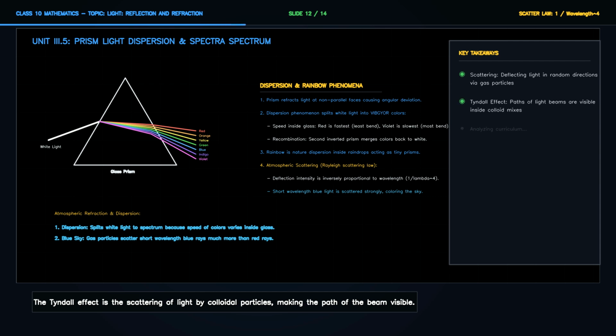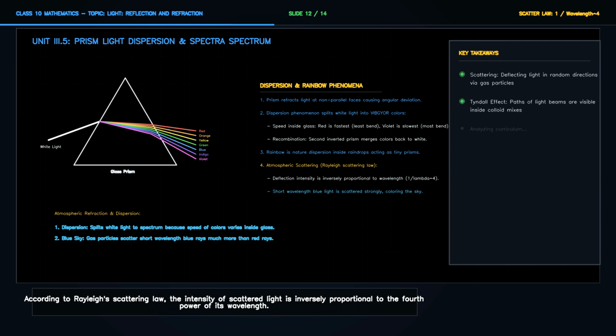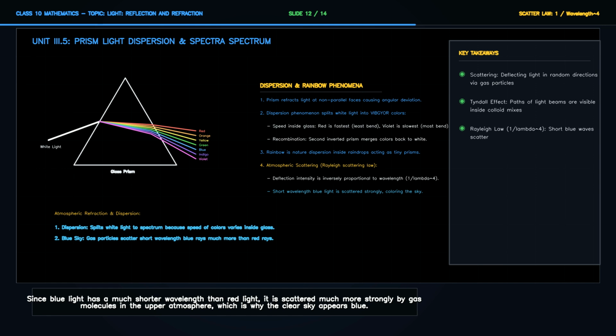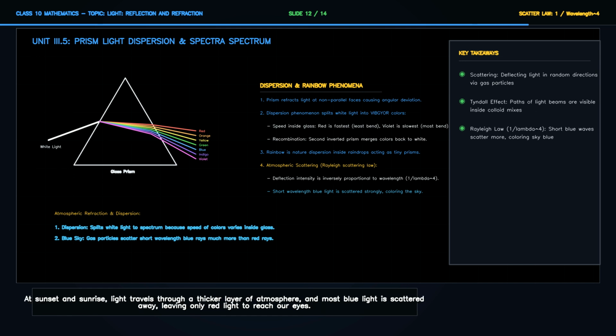According to Rayleigh's scattering law, the intensity of scattered light is inversely proportional to the 4th power of its wavelength. Since blue light has a much shorter wavelength than red light, it is scattered much more strongly by gas molecules in the upper atmosphere, which is why the clear sky appears blue. At sunset and sunrise, light travels through a thicker layer of atmosphere, and most blue light is scattered away, leaving only red light to reach our eyes.